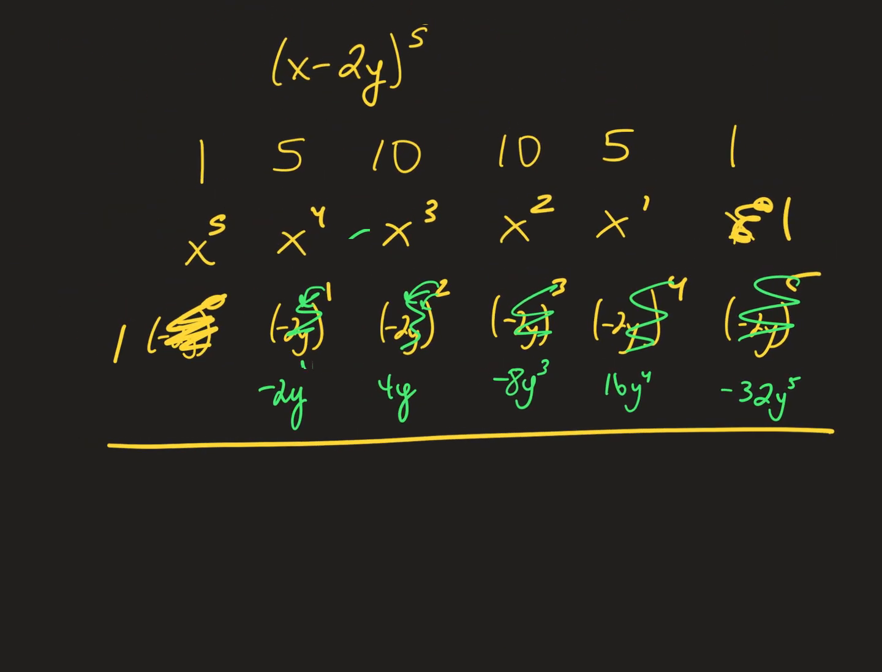Questions about that? Distribute your exponent to the coefficient and to the letter. Why is there not a 2 over the 4y? Why is there what? Like it's negative 2y and then 4y. Oh, because I forgot it. I said it, but I didn't write it.